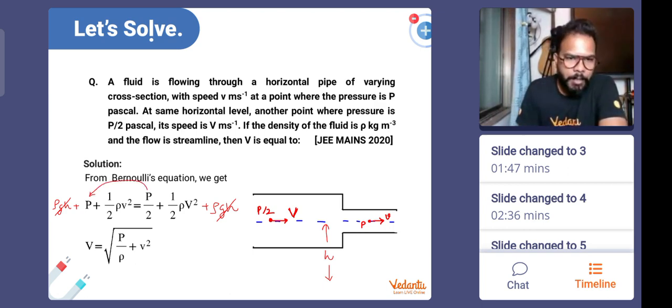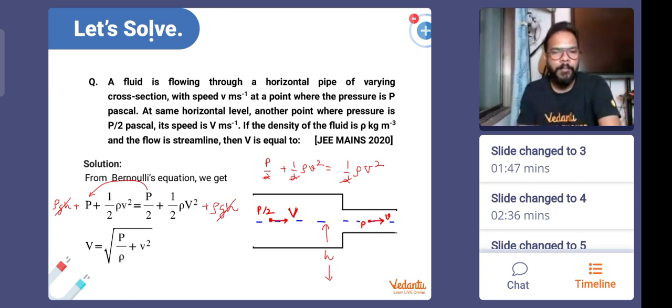So I can take this P over here and write one more step. It will become P by 2 plus half rho small v square equal to half rho capital V square. So half also gets cancelled, and we can say that P by rho plus V square equal to capital V square. So that's why the final answer will be P by rho plus V square and under root.